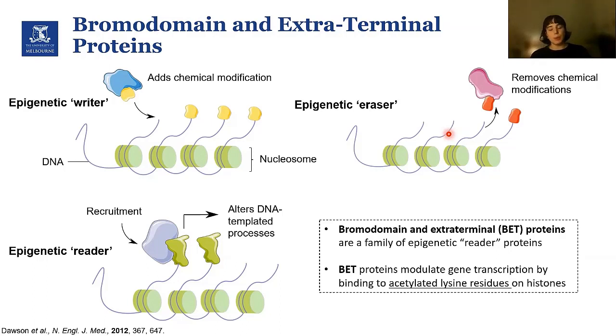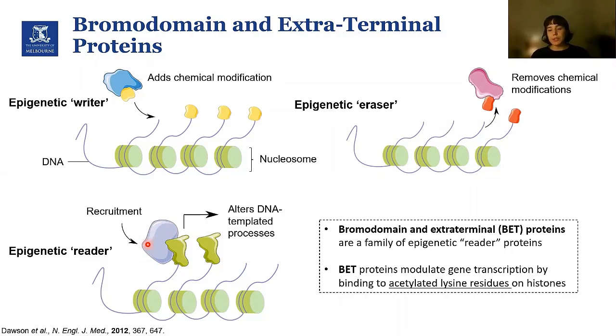So there are 3 types of proteins which affect these changes. There are epigenetic writer proteins, which add chemical modifications, erasers, which remove these chemical modifications, and then readers, which recruit the transcriptional machinery to the chromatin to alter various DNA templated processes.